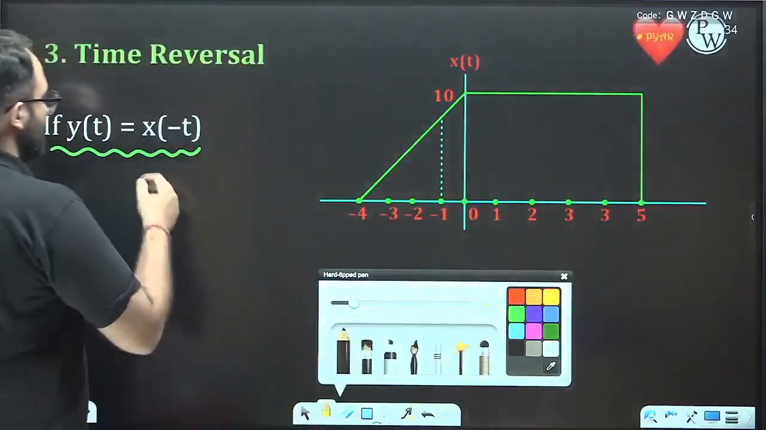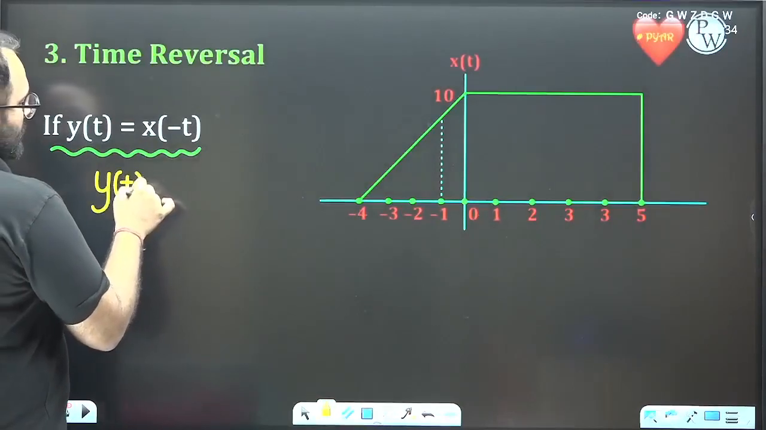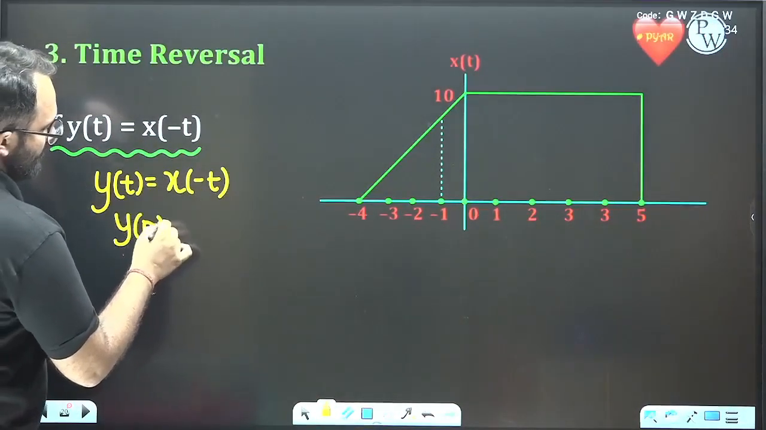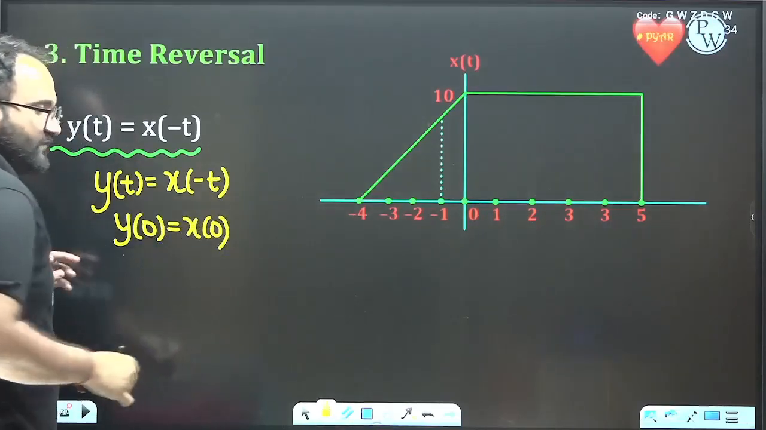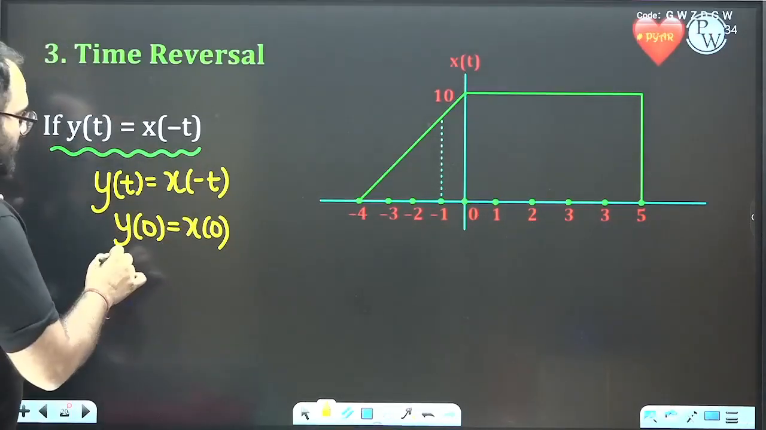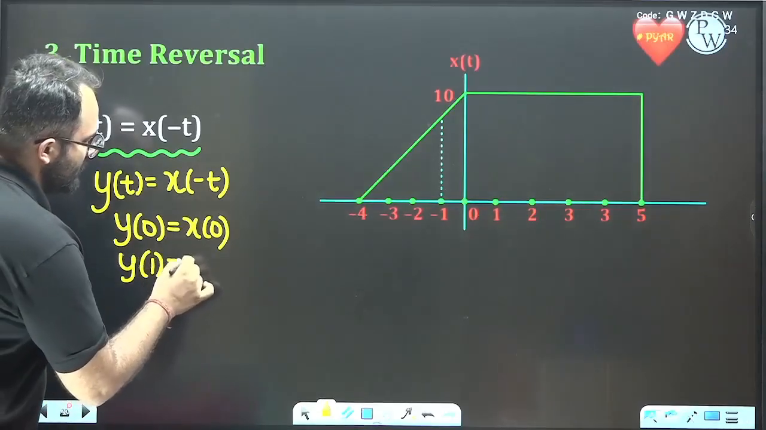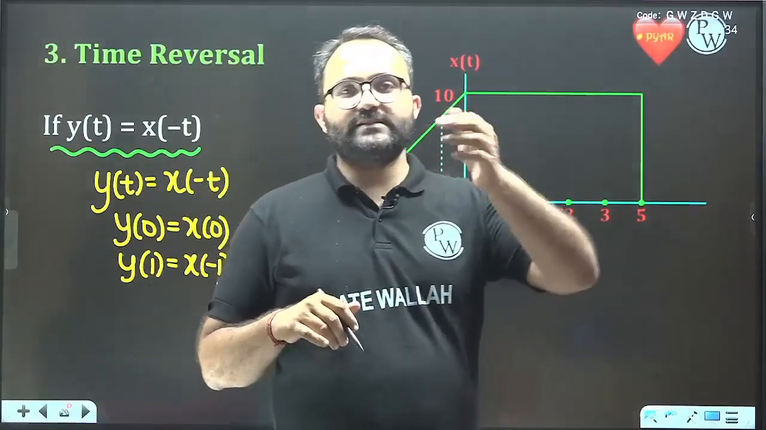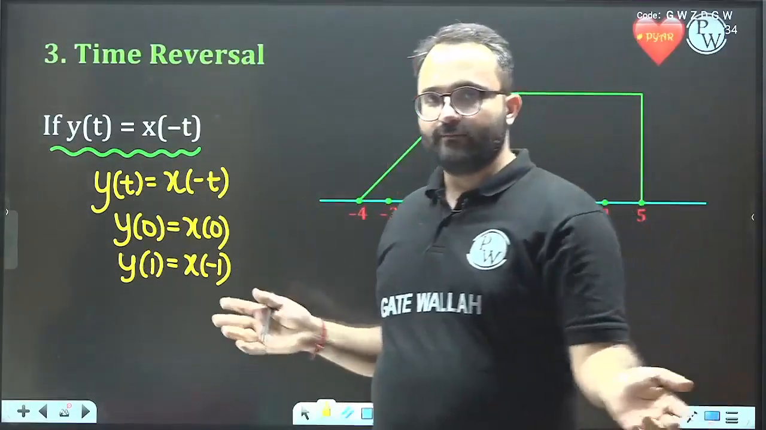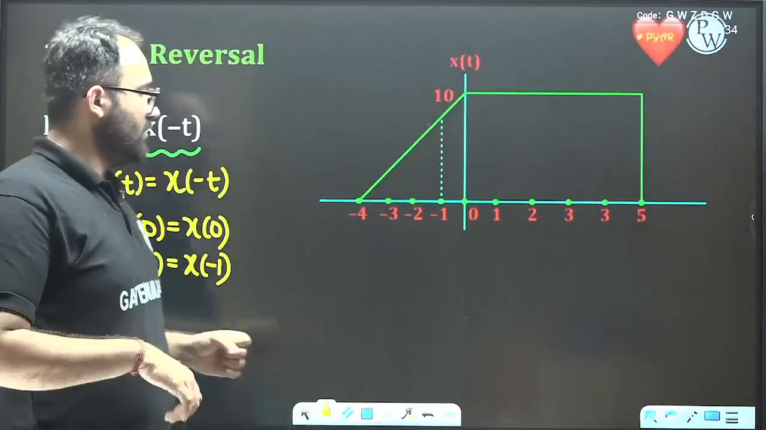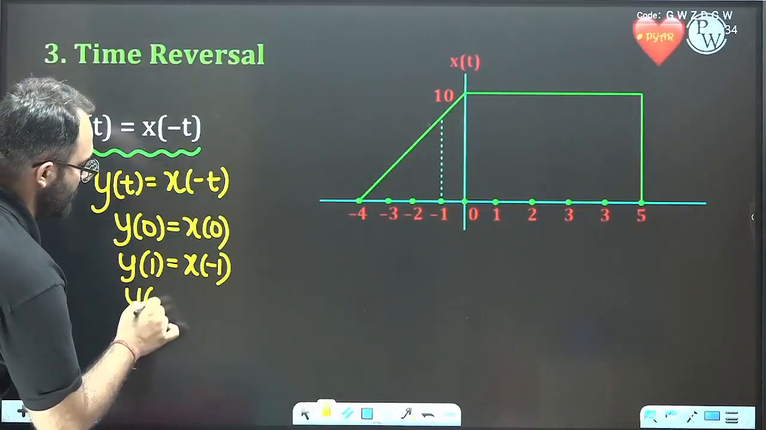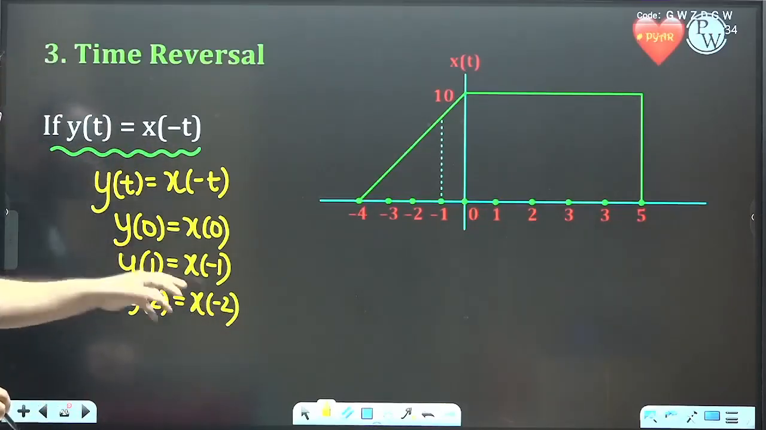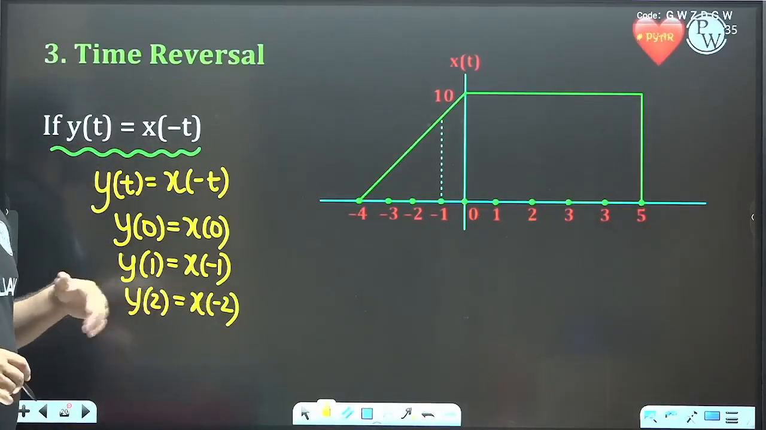This means that y(0) equals x(0). There is no shifting here. We can see that y(1) is equal to x(-1). So what was in the previous signal at -1 goes to 1. Similarly, y(2) equals x(-2). What was at the -2 location goes to 2 in the new signal.